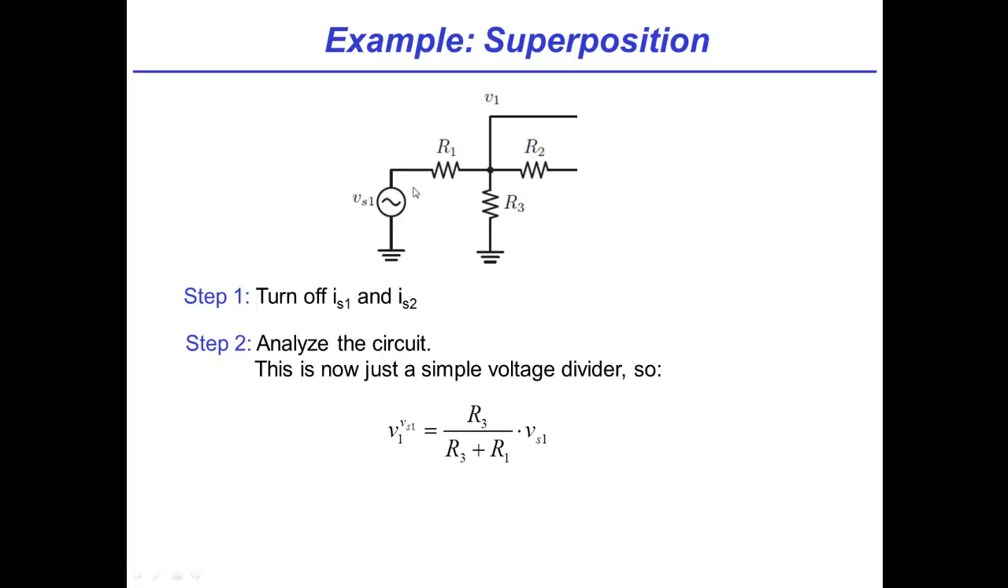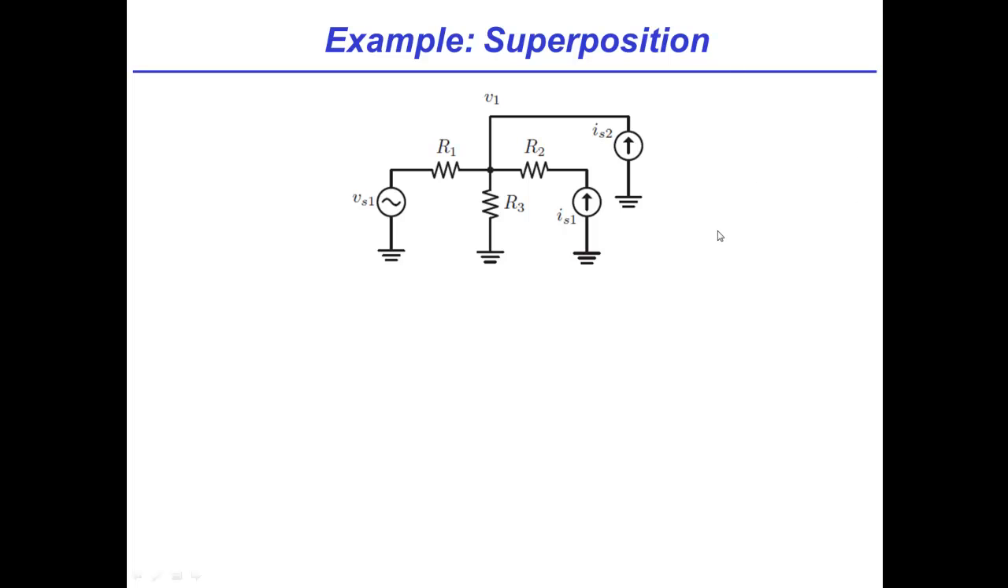So therefore, this is just a voltage divider between the voltage source and ground, and the voltage divider is constructed using R1 and R3. We know, therefore, the voltage V1 calculated for the case where we only have the voltage source VS1, so we call that V1 VS1, is just going to be R3 times the sum of R1 plus R3 times VS1. So it's a standard voltage divider equation. So we've now got our voltage V1 calculated under this condition.